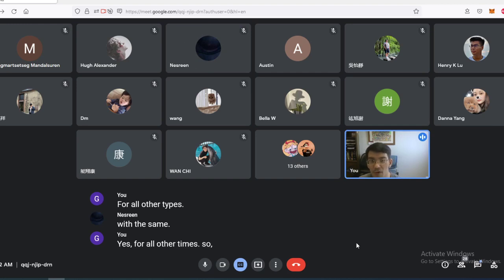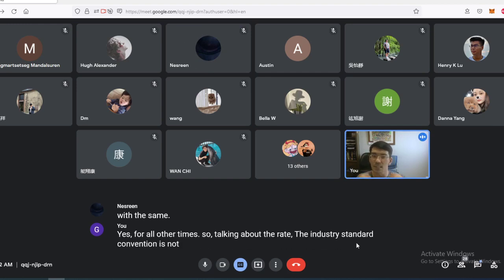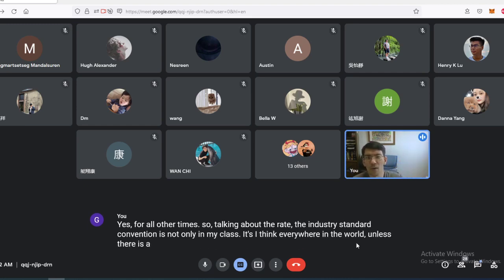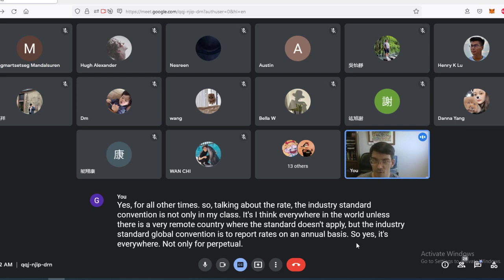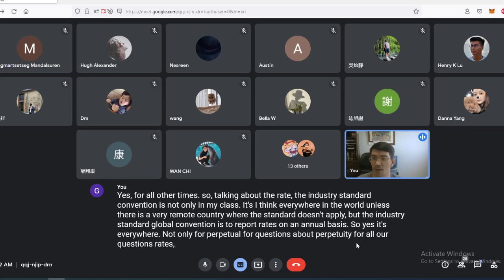So talking about the rate, the industry standard convention is not only in my class, I think it's everywhere in the world, unless there is a very remote country where this standard doesn't apply. The industry standard global convention is to report rates on an annual basis. So yes, it's everywhere, not only for perpetuity, for all our questions. Rates, let's report them on an annual basis.